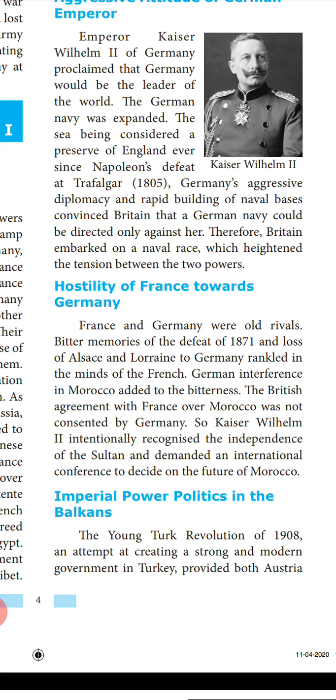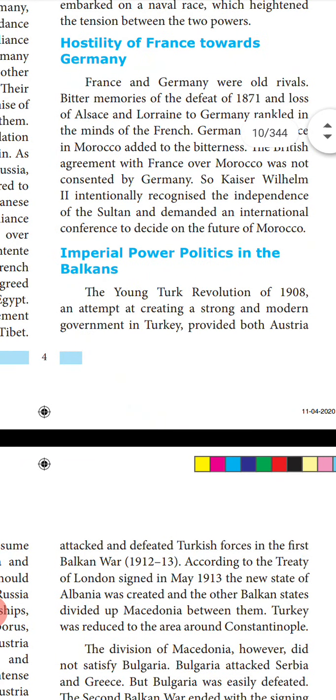The Young Turk revolution of 1908, an attempt at creating a strong and modern government in Turkey, provided both Austria and Russia with the opportunity to resume their activities in the Balkans. Austria and Russia met an agreement that Austria should annex Bosnia and Herzegovina, while Russia should have freedom to move her warships to the Mediterranean. Soon after this, Austria-Hungary announced the annexation of Bosnia and Herzegovina. Austria's action aroused intense opposition from Serbia.